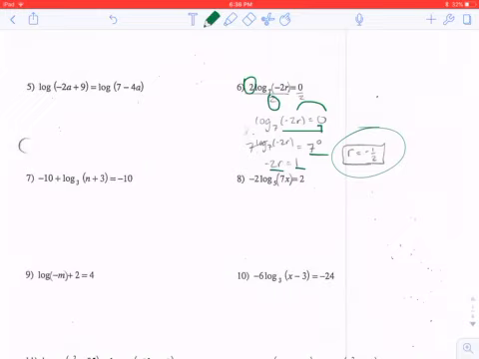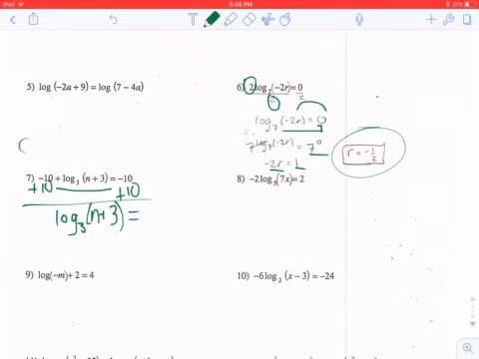So I'll show you both ways how to do this next one as well. You get to choose what works best for you. So we want to isolate the logarithm. Any other algebra outside of that, let's take care of it. To get rid of minus 10, I'm going to add 10 to number 7. And I'm going to get log base 3 of n plus 3 equals negative 10 plus 10 is 0.